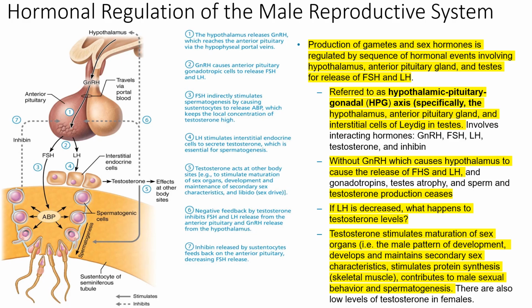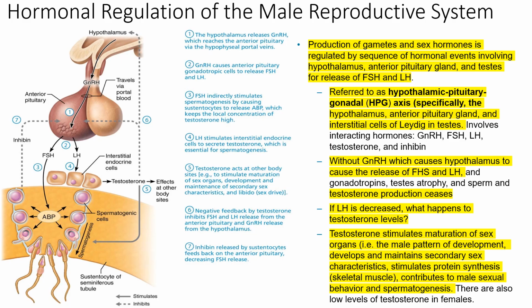So we can see that there are some main players in this system. The production of gametes and sex hormones is going to involve the hypothalamus, the anterior pituitary, and the testes for the release of follicle stimulating hormone and luteinizing hormone. And that hypothalamic pituitary gonadal axis specifically is the hypothalamus, the anterior pituitary, which you remember is the adenohypophysis, and the interstitial cells of Leydig in the testes. And again, we already mentioned how those hormones are going to be involved.